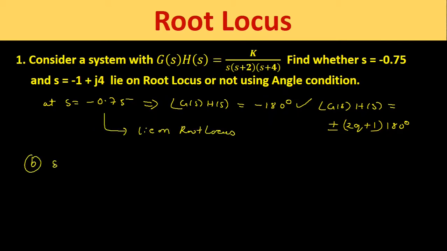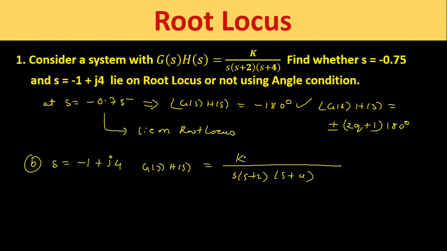Now we will take s equal to -1 + j4. We will put this value in the equation of G(s)H(s), which is equal to K divided by s(s+2)(s+4). So when we put this value, we will get K divided by (-1 + j4). When we put s equal to -1 + j4 in the next term, we will get 1 + j4. In the last term, we will get 3 + j4.